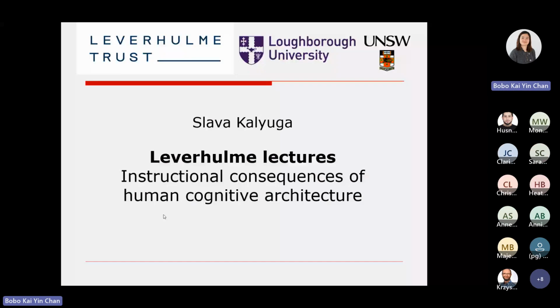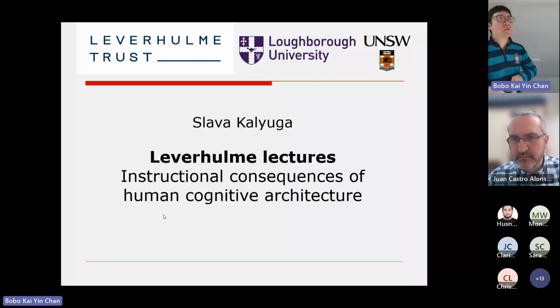Talk about the human cognitive architecture from the evolutionary educational psychology perspective, like biological primary knowledge and biological secondary knowledge, and also its consequences for instruction. So this week, Slava is going to talk about types of cognitive load and also how we are going to design instruction by considering different types of cognitive load.